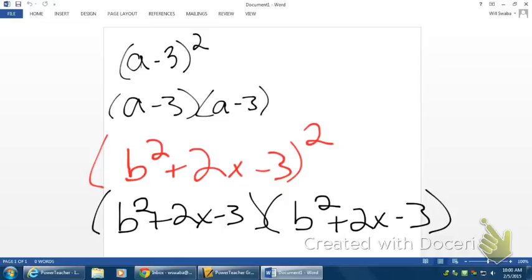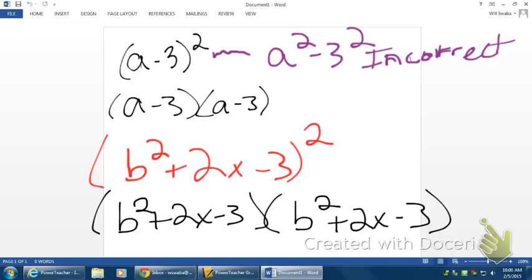As long as that's the homework, I want you to make sure that you do not think of this first one as a squared minus 3 squared. That is incorrect. That is not what it means. It's those terms times themselves. So a minus 3 times a minus 3. Good? Those are considered special cases.